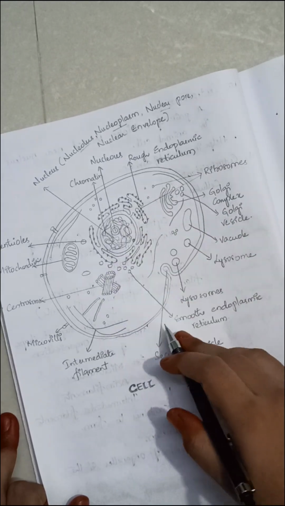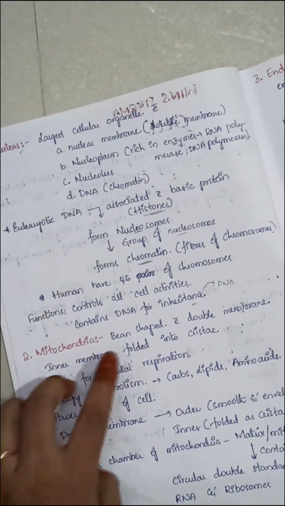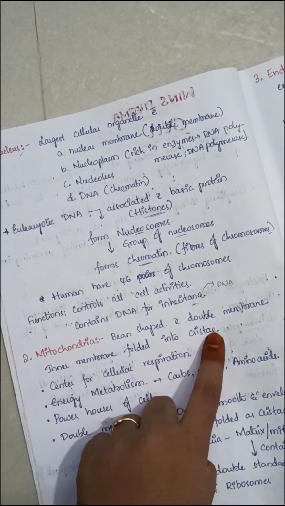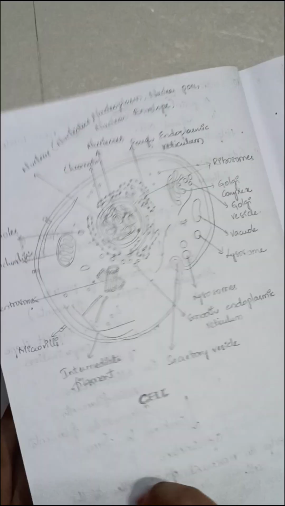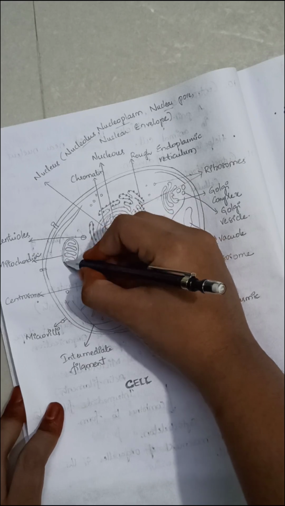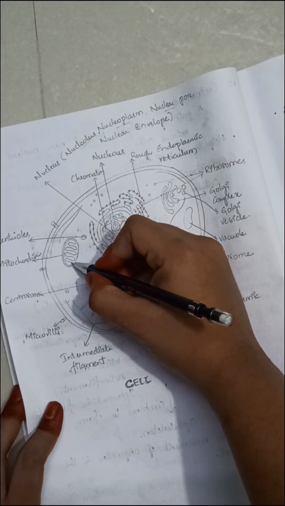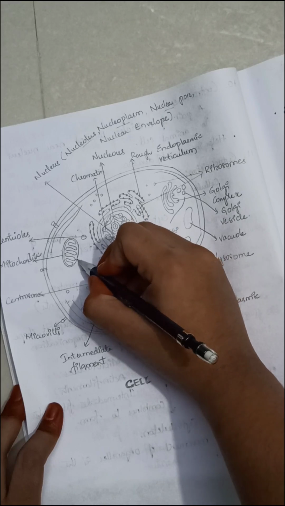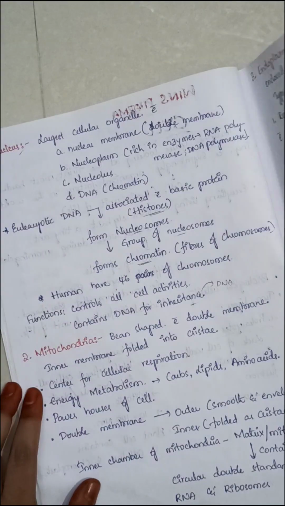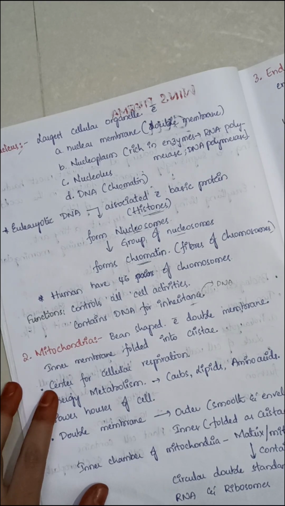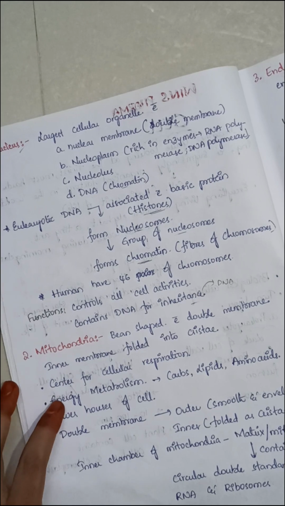Then coming to mitochondria. Mitochondria is a bean shaped double membrane structure. The inner membrane is folded into cristae. Here the outer membrane is smooth and rigid and the inner membrane is folded; it is called cristae. It is the center of cellular respiration. Mitochondria is responsible for cellular respiration.